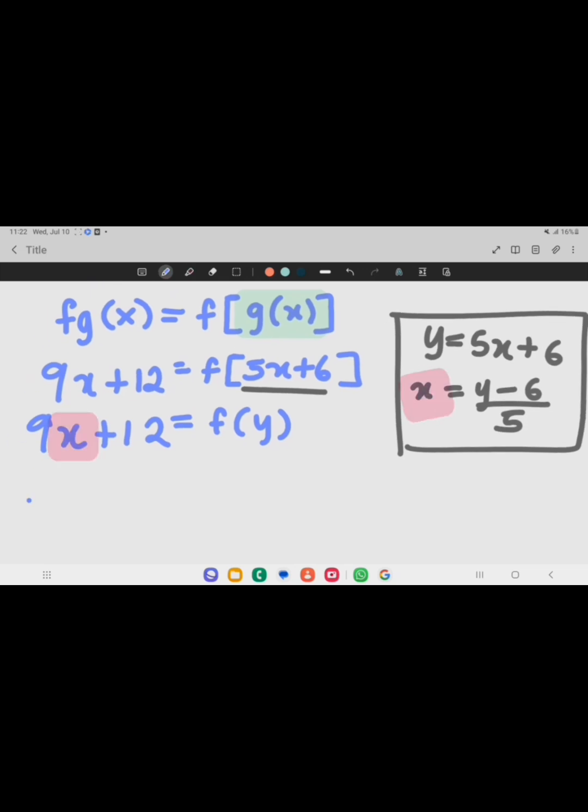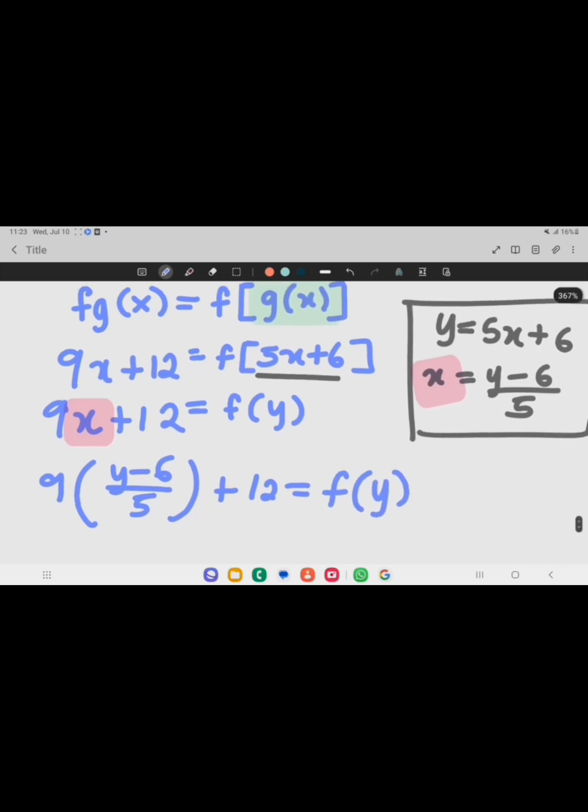So what you must do? You must substitute. So this x, you have to substitute with this. That's the reason you make x the subject. Why? Because later on you want to substitute into the x over here. You will get (y minus 6) over 5, plus 12, is equal to fy.